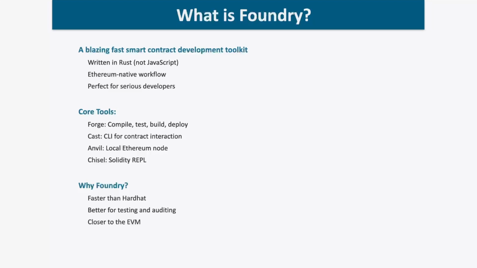There are 3 reasons experienced developers choose Foundry. First is speed. Forge is faster than competitors like Hardhat. Tests run quickly and development is rapid. Second, testing quality. Foundry's testing framework is designed for security. It supports fuzz testing, invariant testing, and fork testing, advanced techniques that you need for robust contracts. Third is its EVM proximity. Foundry is close to the metal. It understands gas costs, bytecode, and compilation details. If you care about optimization and security, this matters.